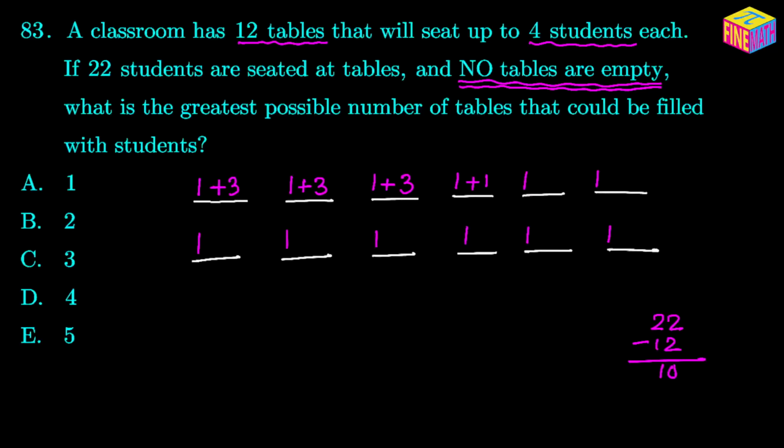And ultimately, we can see that we have filled up table number 1, table number 2, and table number 3. Those are the 3 tables that have been filled up to their maximum capacity of 4 students each. So our answer would be 3. And if you look at our answer options, we have 3 under option C. So option C is the correct option.